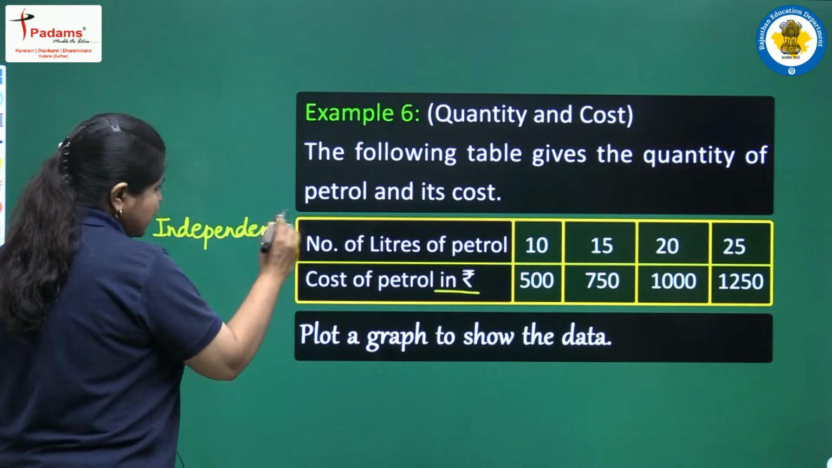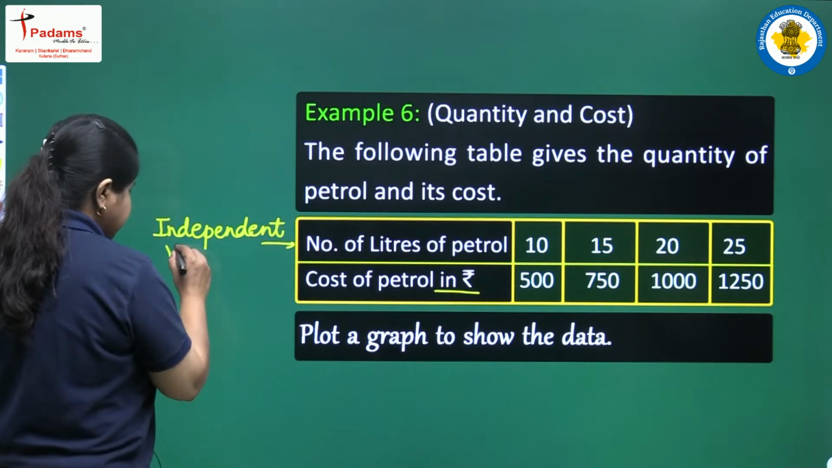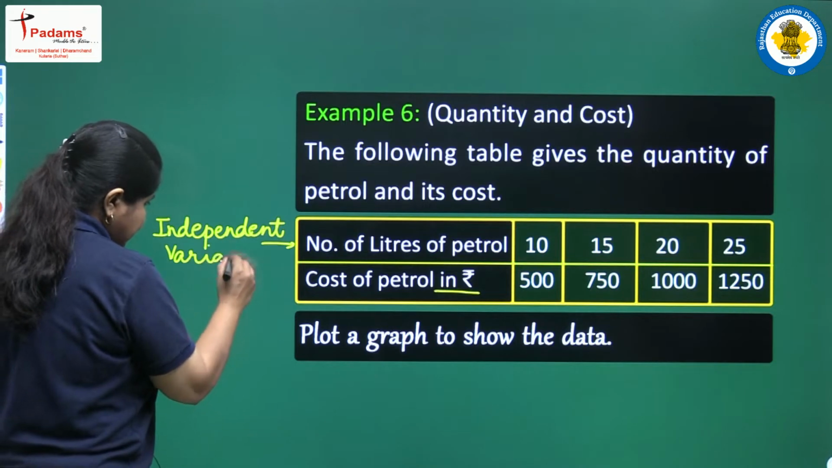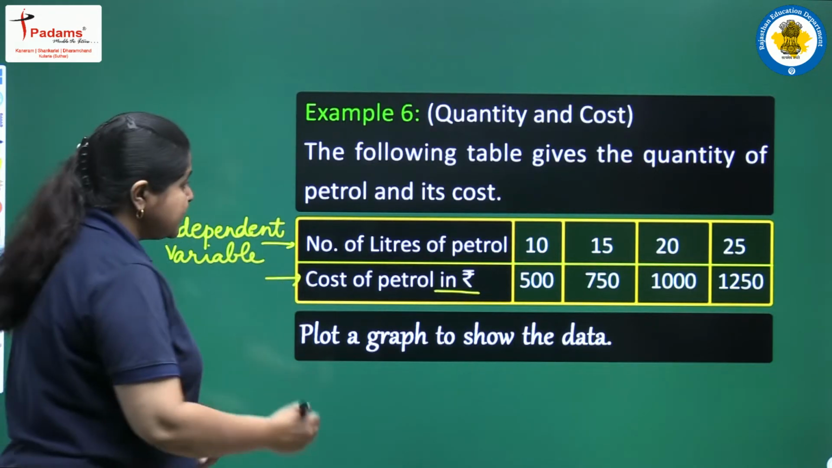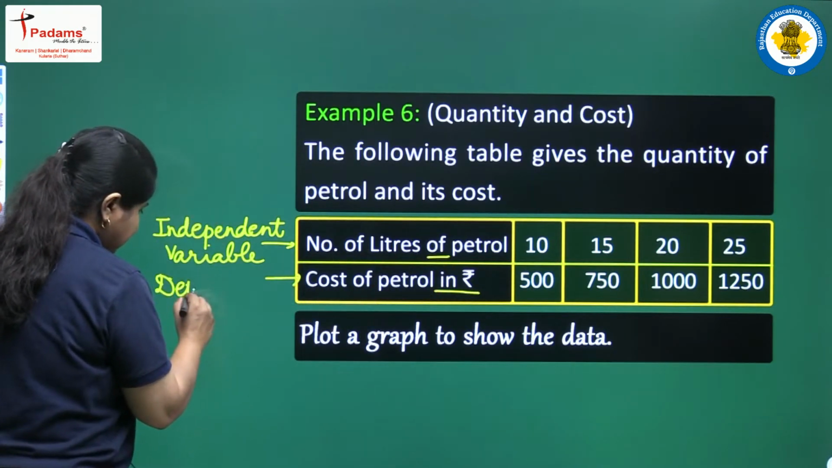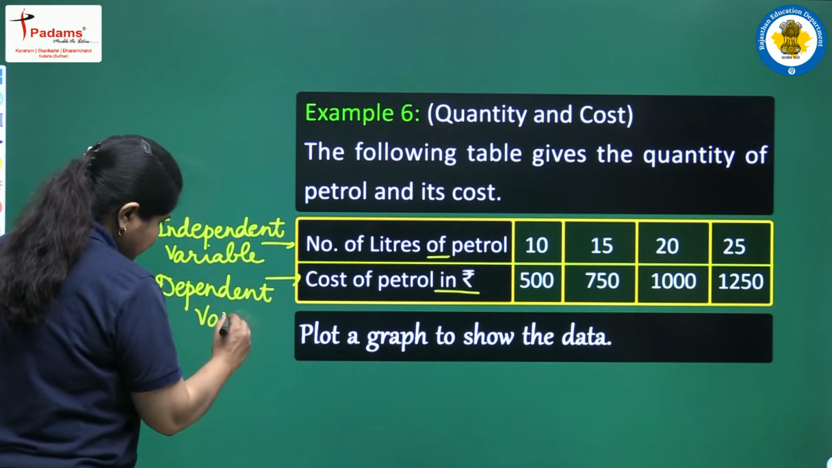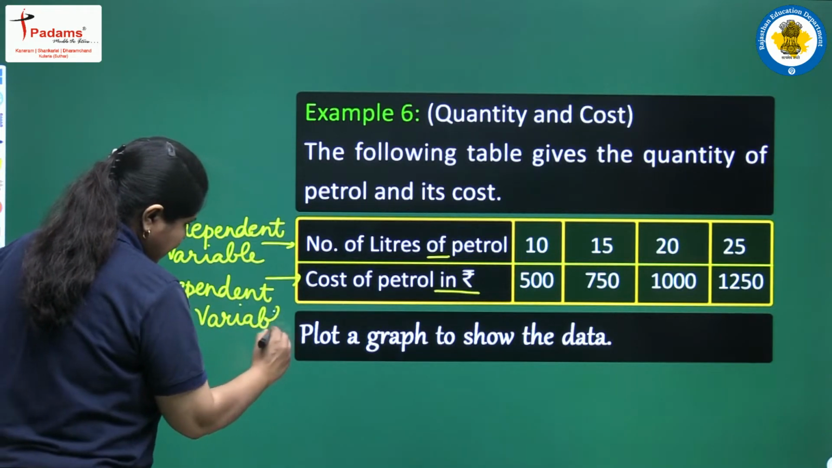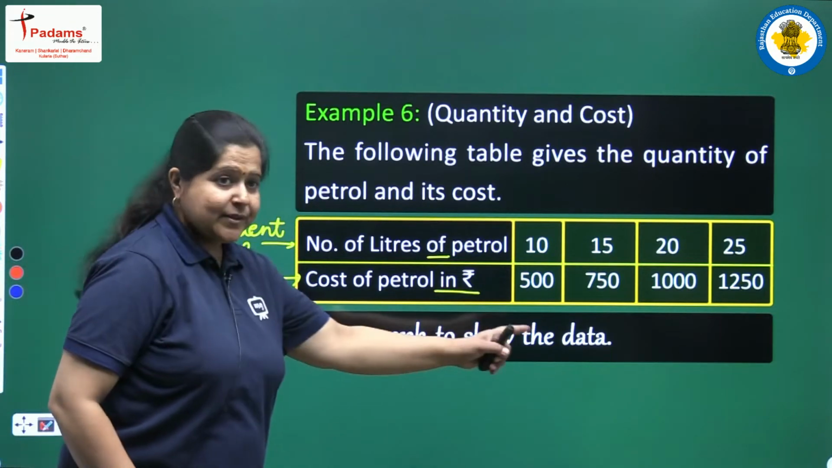कितना लीटर्स पेट्रोल फिल करवाना है व्हीकल में, this is under our control, and so this is the independent variable here in this question. And again the cost of petrol, it depends on the quantity of petrol, and so this is the dependent variable. और अब हम इन दोनों वेरिएबल्स के बीच की रिलेशनशिप को समझने के लिए इनका graph plot करेंगे. We will be plotting a graph to show the data.